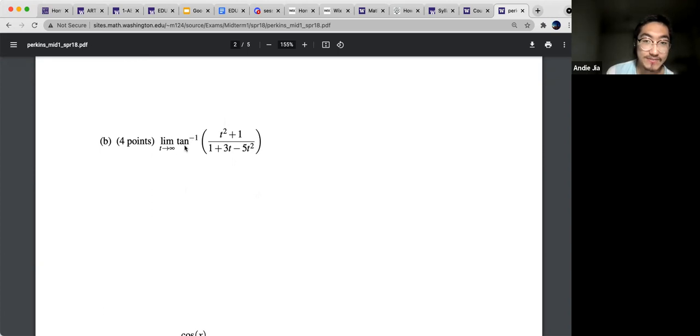So if you see any kind of fancy function on the outside, and the inside is all polynomials and their powers, just evaluate the inside. Then you find it's either 0 or the quotient of the coefficients of the highest powers.